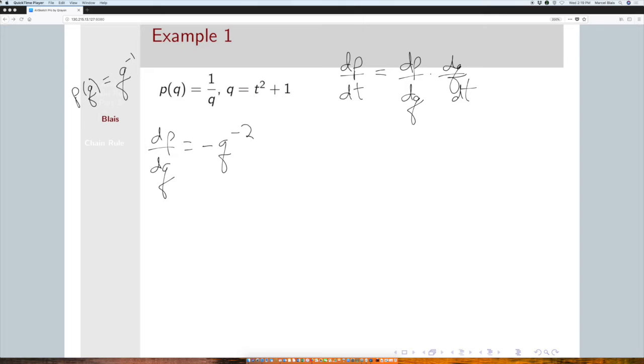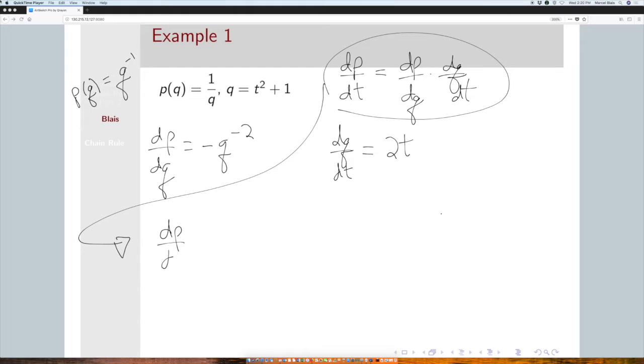Then to get dQ dt, power rule on that expression, the derivative of t squared is 2t, and the derivative of the constant 1 is 0. This means, using our chain rule, dP dQ equals, now negative Q to the minus 2, this is the same as minus 1 over Q to the 2. So we have minus 1 over Q squared. That's our dP dQ. dQ dt was 2t.